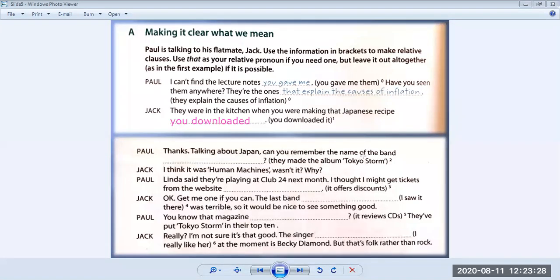I mean the word band here. We need to define this word. So which band? That band, so how are you going to define it? You're going to say that made the album. I think it was Human Machine, wasn't it? Linda said they are playing at Club 24 next month.